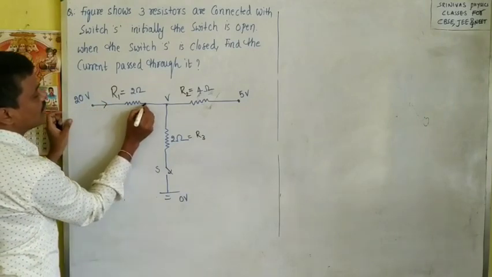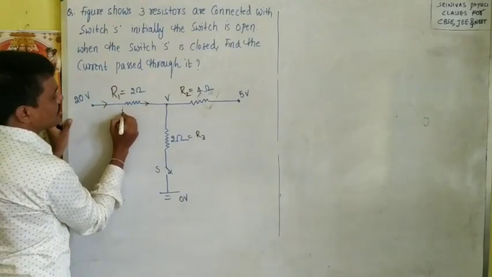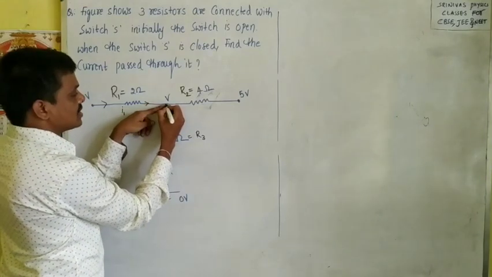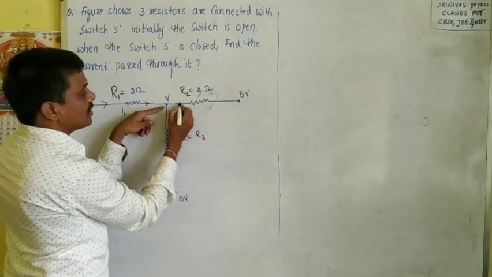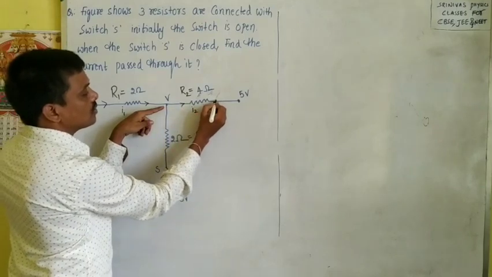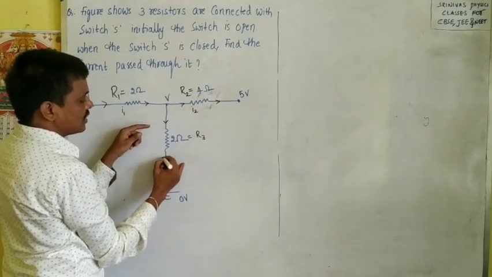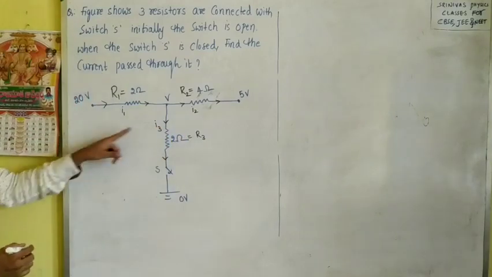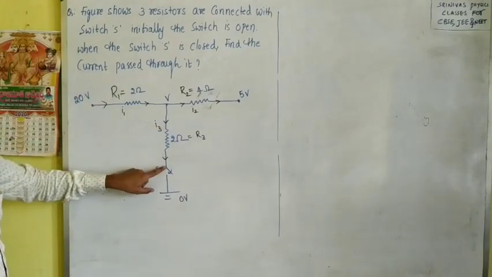For example, I1 is coming. After coming to this point, the current will divide. A part of the current goes this side, that is I2, and a part of the current goes this side, that is I3. In our question, they are asking to find out I3 when the switch S is closed.